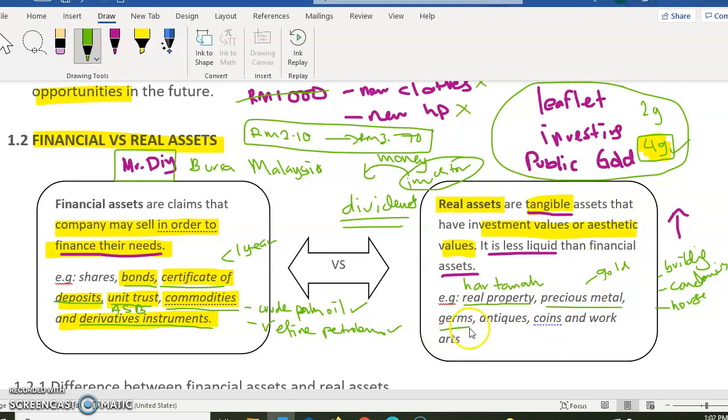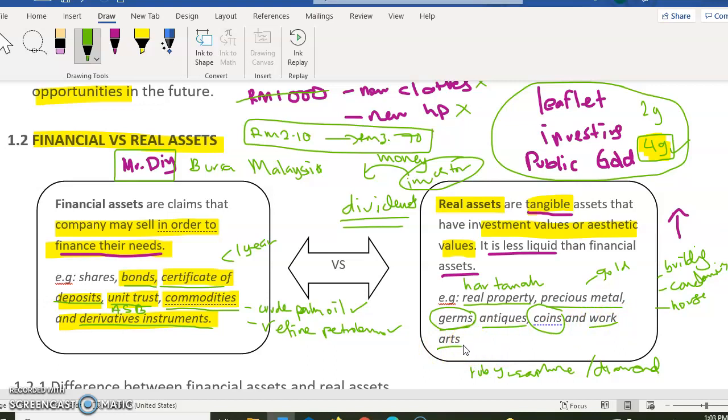Gems, batu-batu permata like ruby kan, okay, ruby, sapphire, diamond. So these are all also what we call real asset. Antiques, barangan antik, okay, coins, shilling-shilling yang lama especially, dan juga work arts. So normally work arts is very expensive as well lah.